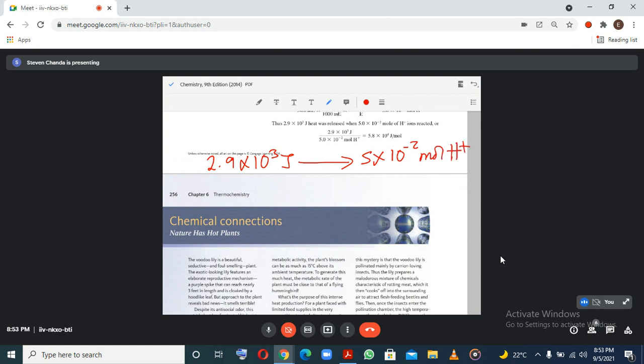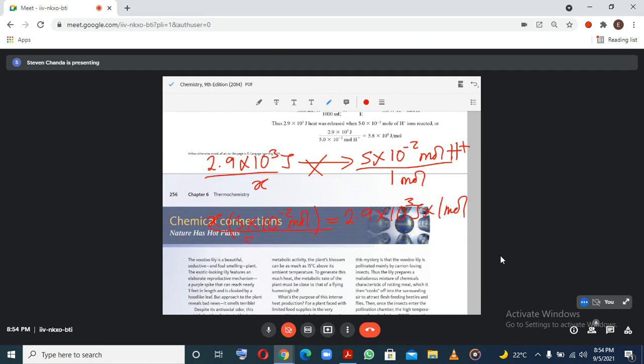Then we're asking, what amount of heat will be produced by 1 mole? Sorry, by 1 mole, pardon me. So 1 mole, it's going to be X. Then we cross multiply, basically, right? So it's going to be 2.9 times 10^3 joules over 0.2 moles. So you just divide that.